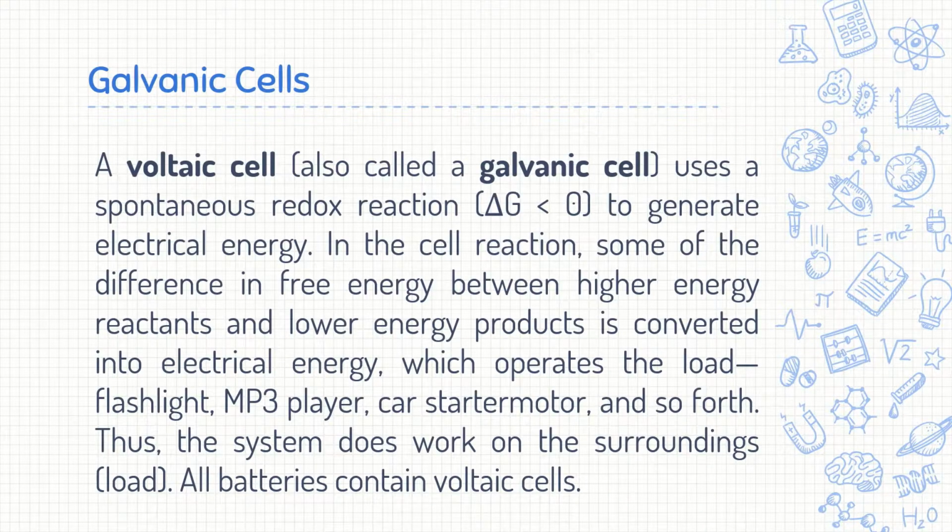A voltaic cell, also called a galvanic cell, uses a spontaneous redox reaction, ΔG less than 0, to generate electrical energy. In the cell reaction, the difference in free energy between higher energy reactants and lower energy products is converted into electrical energy, which operates the load, such as a flashlight, MP3 player, car starter motor, and so forth. Thus, the system does work on the surroundings. All batteries contain voltaic cells.